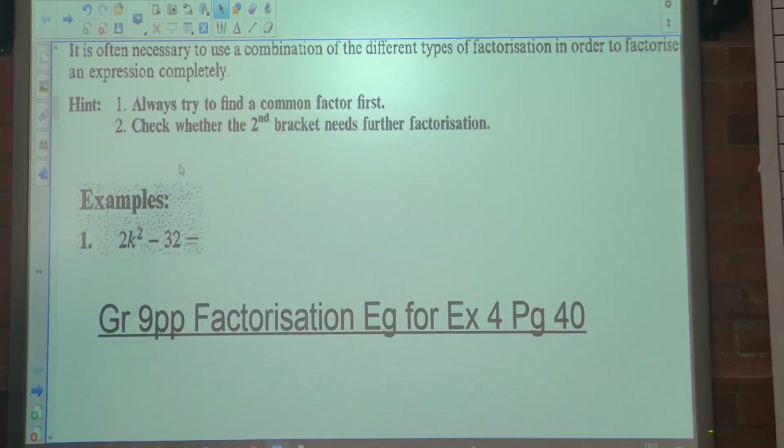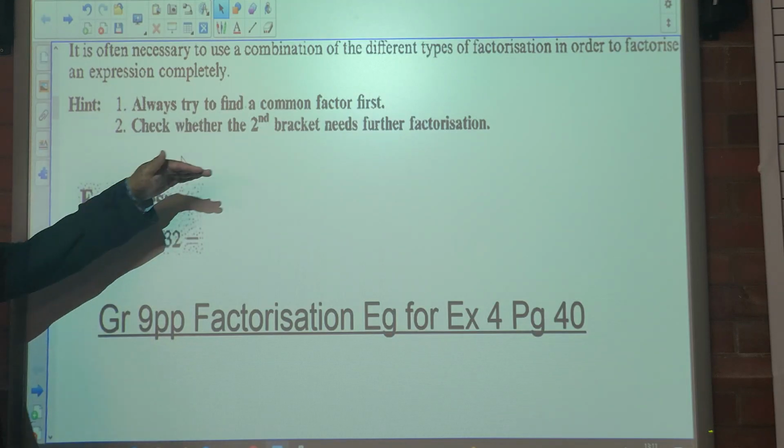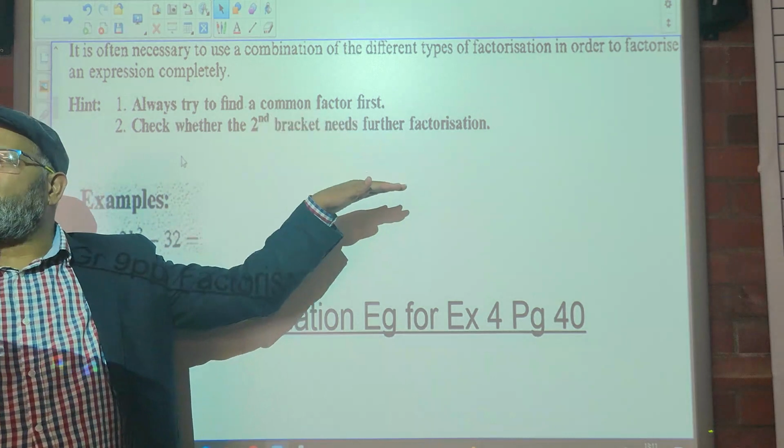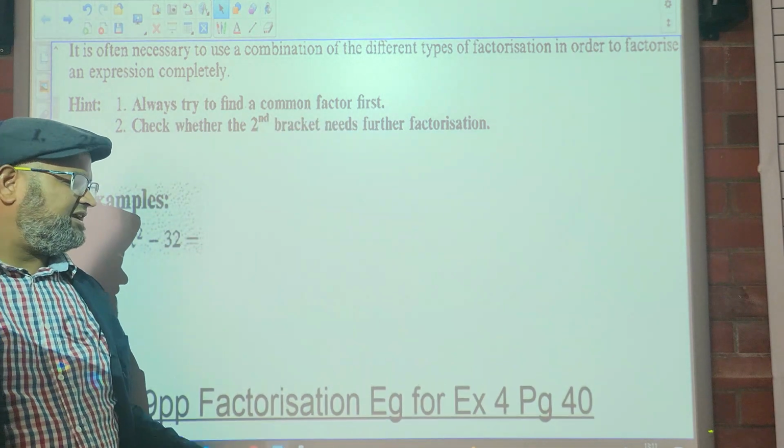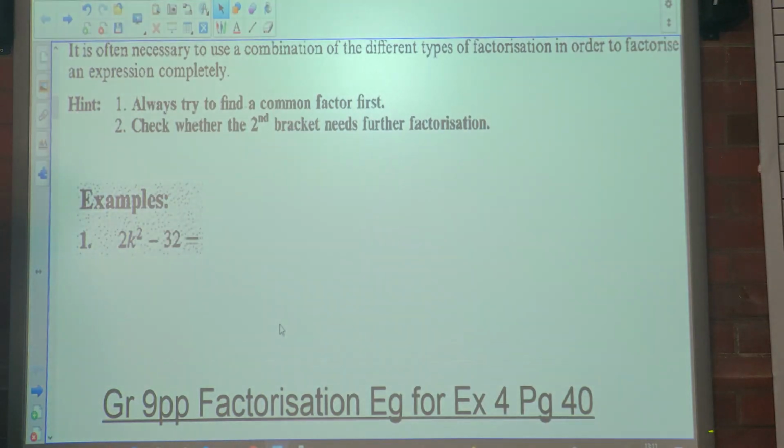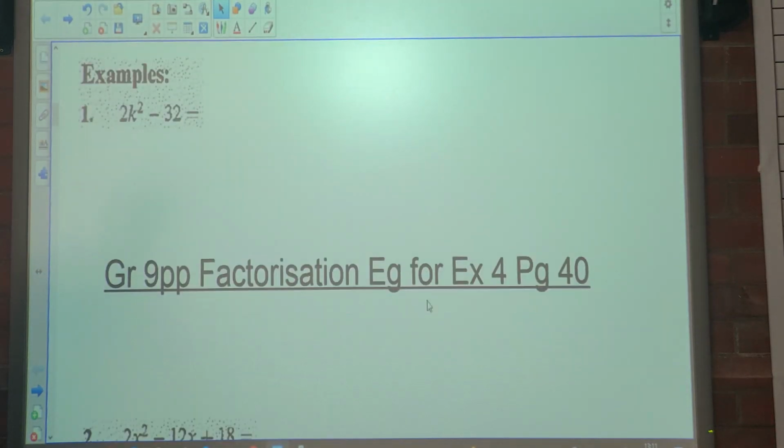So here we're given the hint. Always try to find a common factor first, as I indicated before. Common factor overrides all types of factorization. Okay. Secondly, we're going to check whether the second bracket needs further factorization. If it does, you factorize, and you will factorize as far as you can. Okay? Until you can't factorize any more. So these are the examples for exercise 4 on page 40.